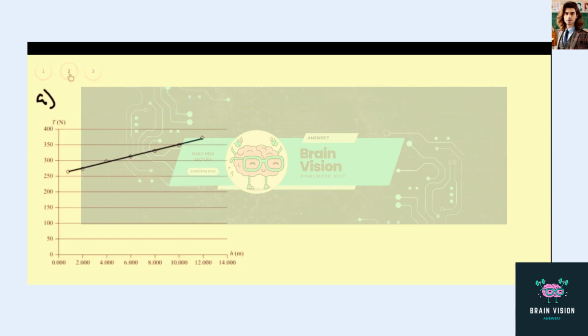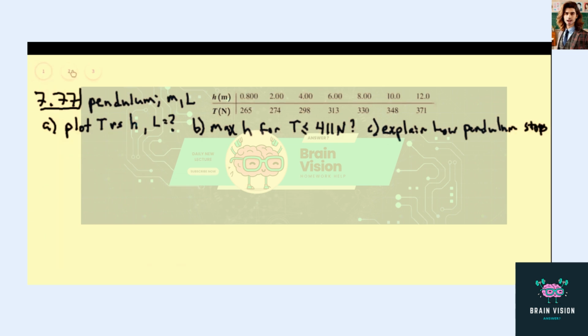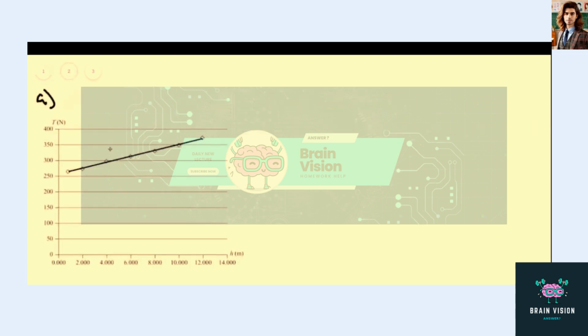So for part A, here's a plot that's been derived from the table we're given. And here's a best fit line that's shown. Any sort of thing that you like plotting with, you can have it produce a best fit line.